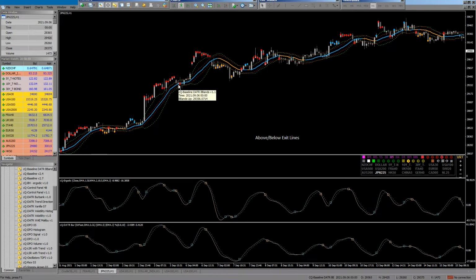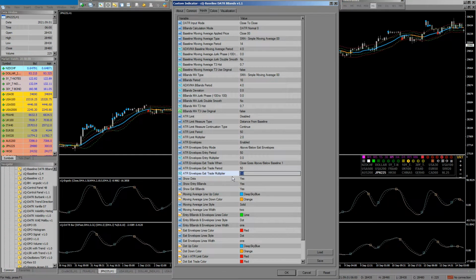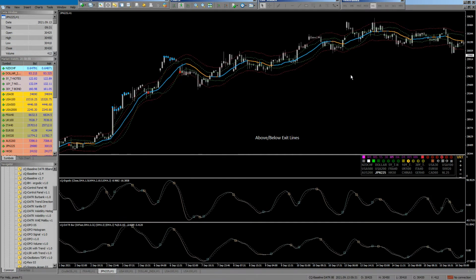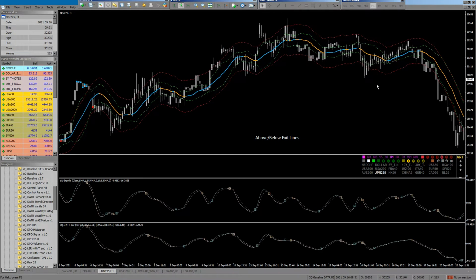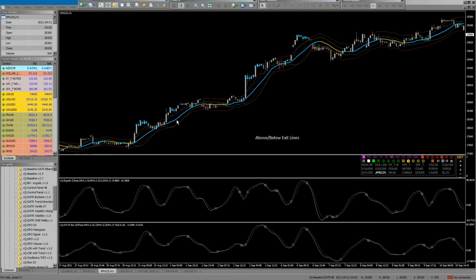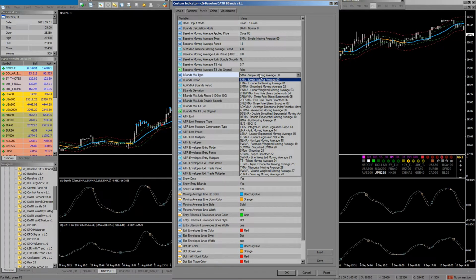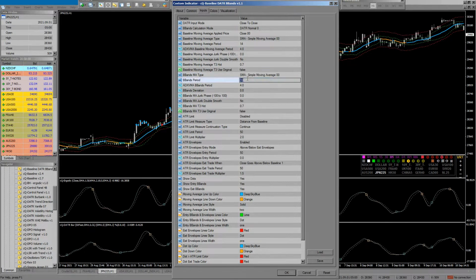By the way, these settings are just an example, an idea of what to expect. You can control the amount of entry signals you get in this mode by changing this value here, the exit multiplier. Say put it to 1.5, and you can see that it reduces a lot of the noise. Price has to really go out of the bands in order to generate a signal. And depending on the baseline you choose, and then the B-band moving average you select and its period, you can come up with a lot of unique entry points.